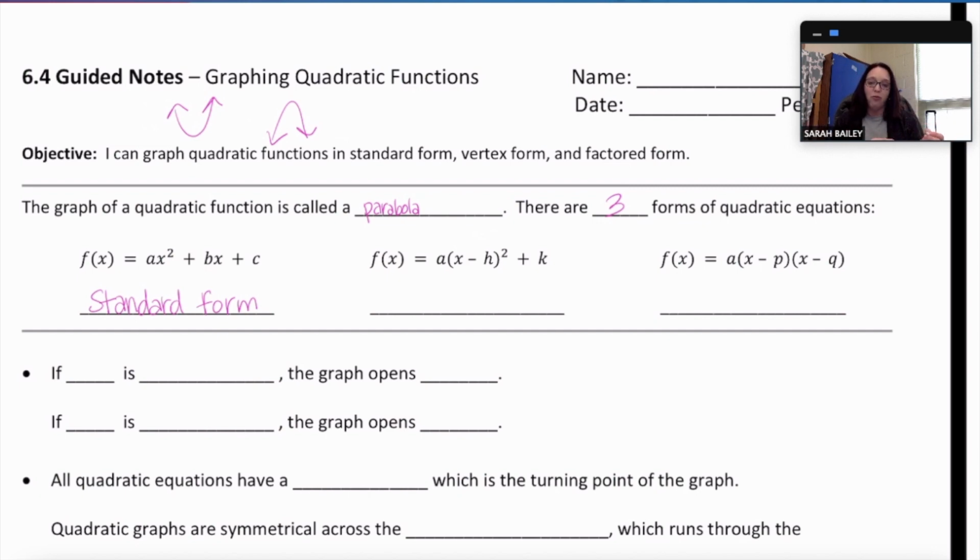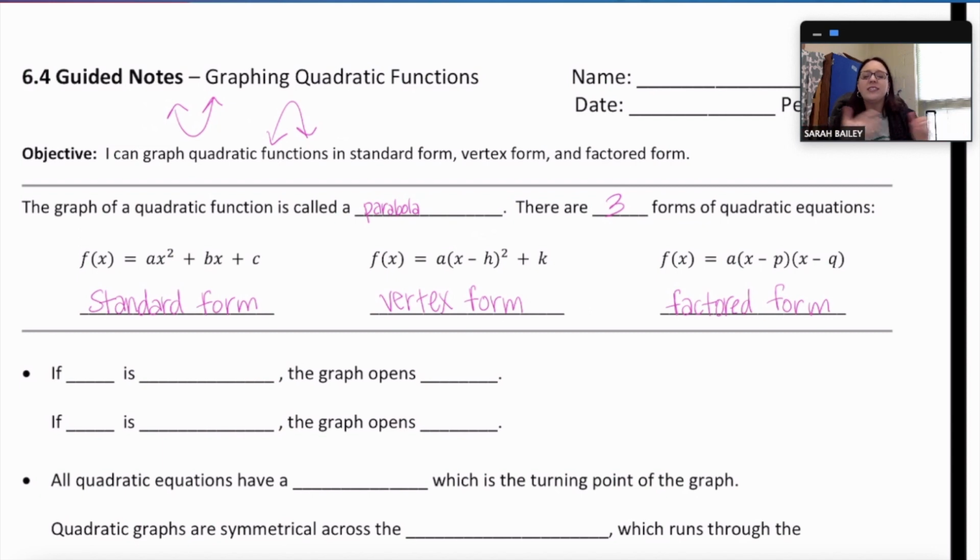The next form that you see, the one right there in the middle, is called vertex form. And the final form, the one on the end, is called factored form. So you have x plus or minus a number times x plus or minus another number, which we dealt with in the last unit on polynomials when we were factoring trinomials.